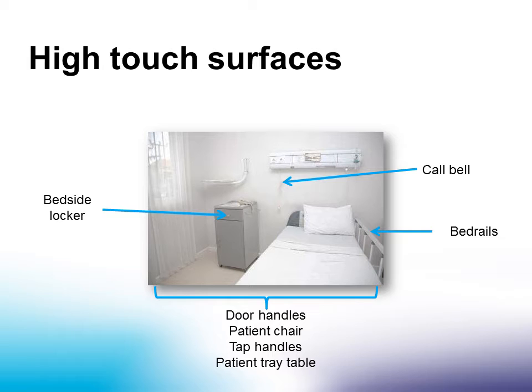High touch surfaces are the surfaces that are in close proximity to the patient and are frequently touched by patient, healthcare worker or visitors' hands. These surfaces include items like the bed rails, the call bell, bedside locker, door handles, patient chair, tap handles, and the patient tray table.